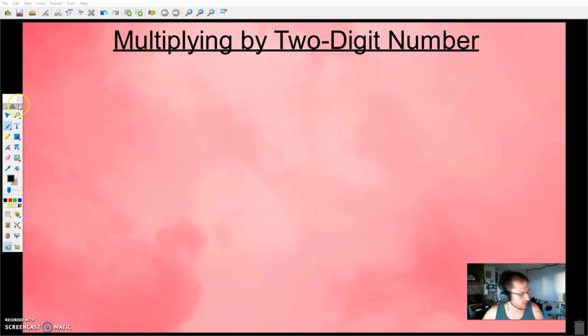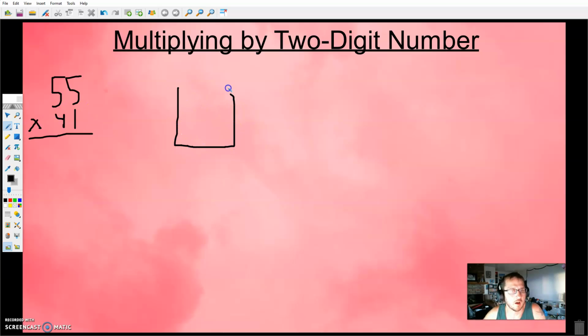So let me look at your worksheet here. Let's do a 63 times 46. That seems like a lot the same numbers. Maybe 55 times 41. So 55 times 41. Okay, before I get to the standard algorithm, let's just do it all three ways again. So I'm going to have my little box here.